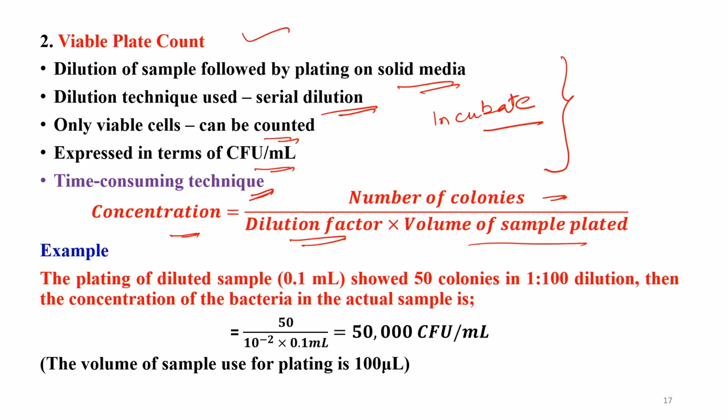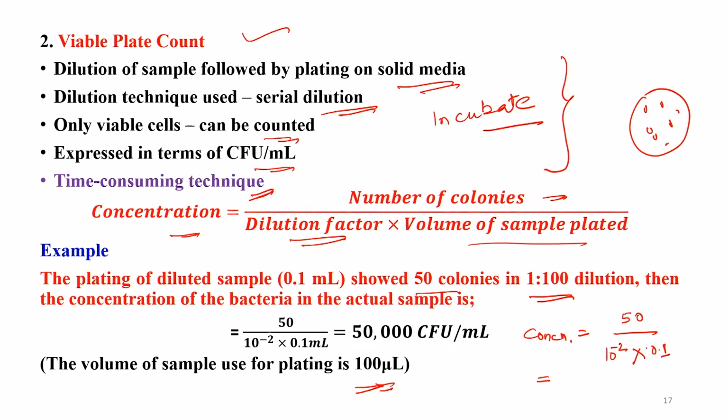So, for example, let us say you have plated 0.1 ml, 100 microliter, and it resulted in 50 different colonies. What was the dilution factor? It was 10 to the power 2. Then I can calculate the concentration: number of colonies 50, dilution factor 10 to the power minus 2. What was the volume of sample I have used? 0.1 ml. So, I will end up with 50,000 CFU, colony forming units, per ml.